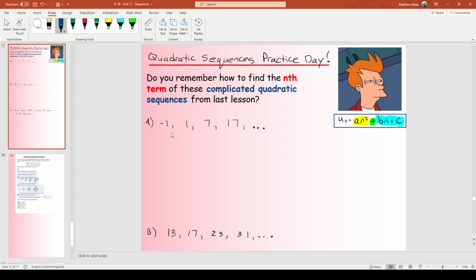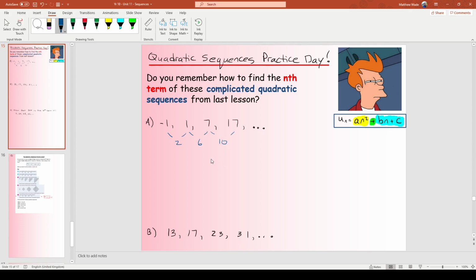What you do again, my buddies, in order to find the quadratic sequence, is you need to find what's called the second differences. Now, they're not too bad. All you've got to do is subtract the terms that follow one another. So in this one, you go 1 take away -1, and that makes 2, because that's the difference between them. 7 take 1 is 6, and 17 take 7 is 10.